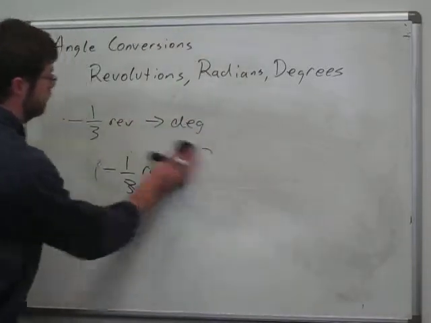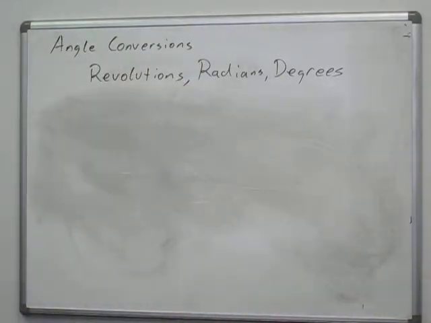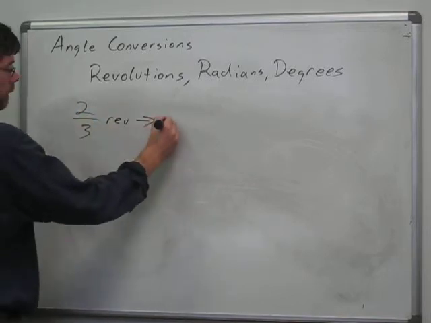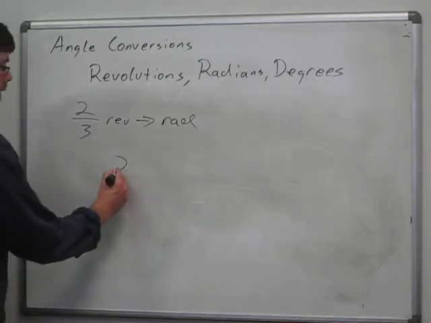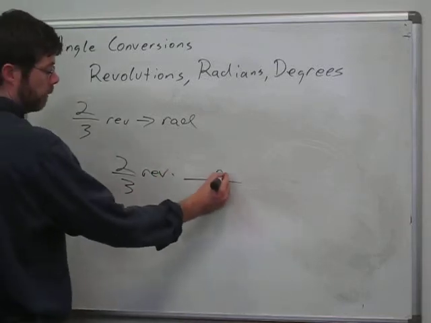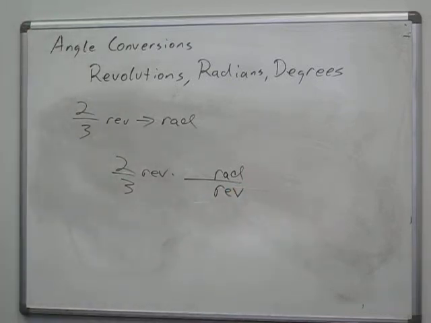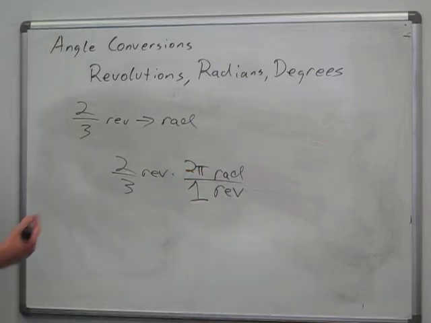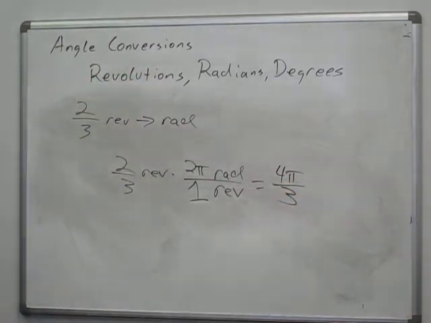Last one. Let's go 2/3 of a revolution into radian measure. So I want to end up with radians. I want to get rid of revolutions. And in one revolution I have 2 pi radians. Multiply numerators and denominators. We get 4 pi over 3 radians.